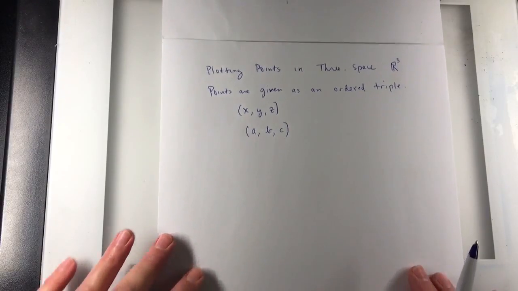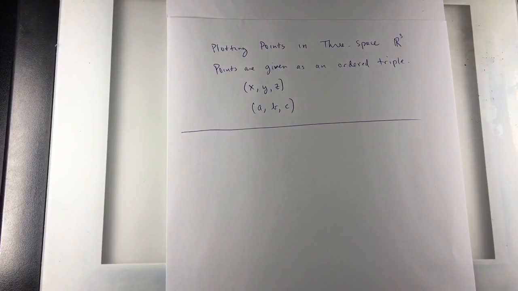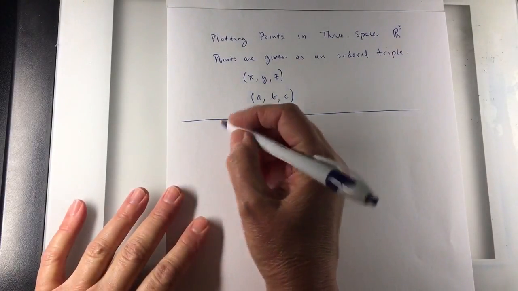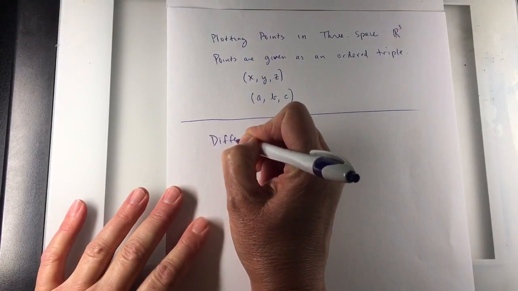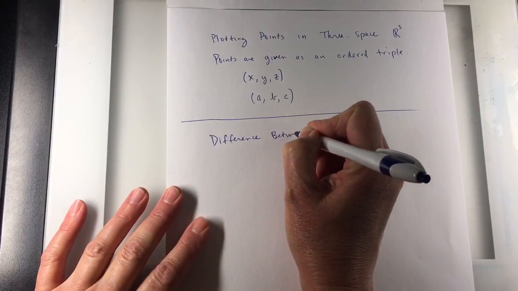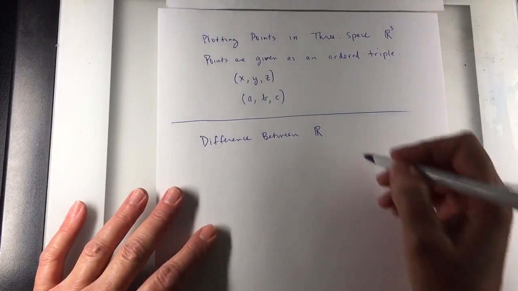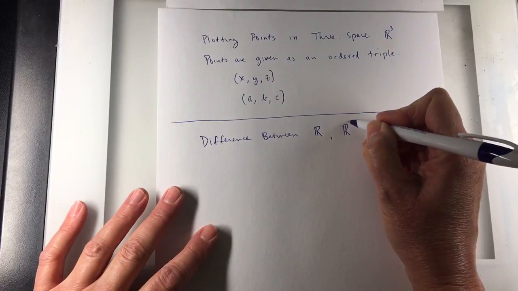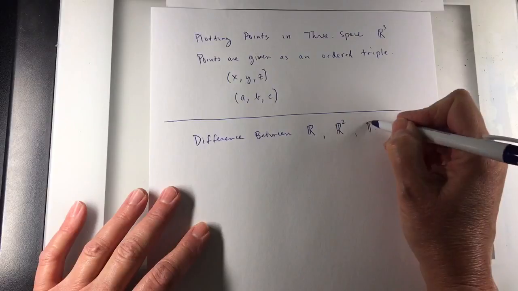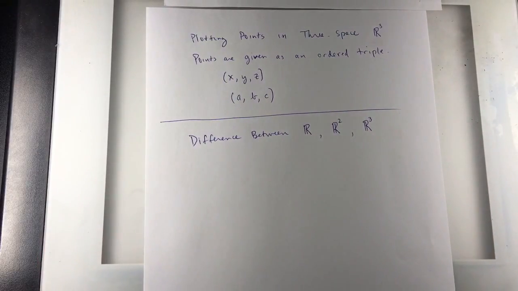Now, I want to also talk about the difference between things you saw early on, maybe 8th grade for some of you, then 9th and 10th, Algebra 1, Algebra 2, and this. I want to look at the difference between R, capital R with a double bar, capital R with the double bar and a 2, and then capital R with the double bar and a 3. The first one, the capital R, is the notation for the real numbers.